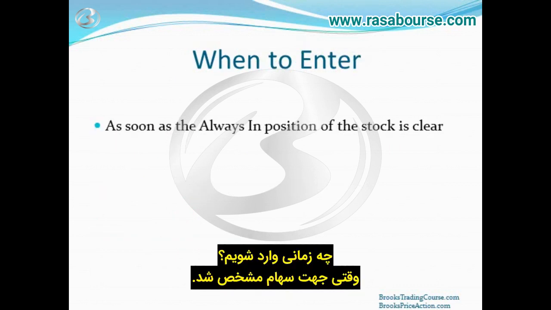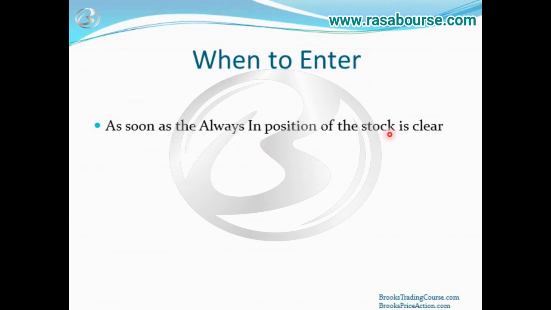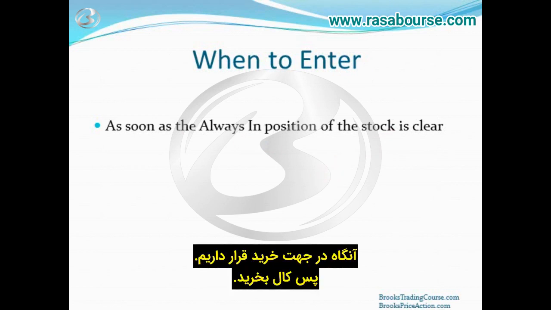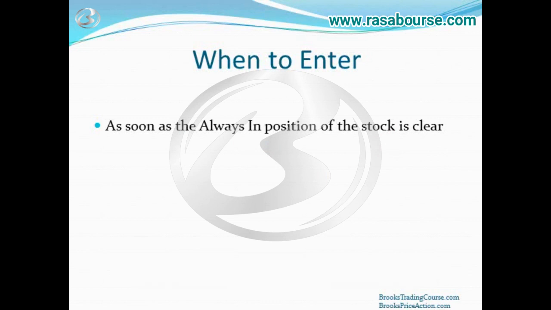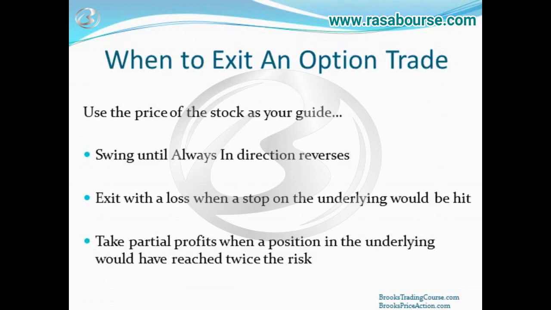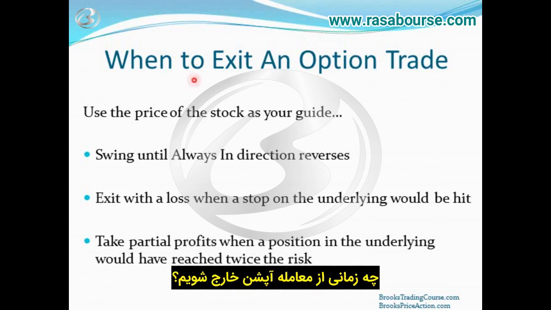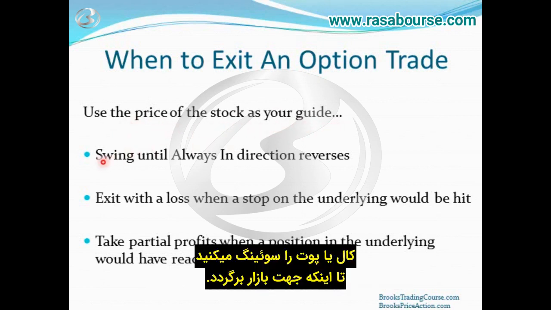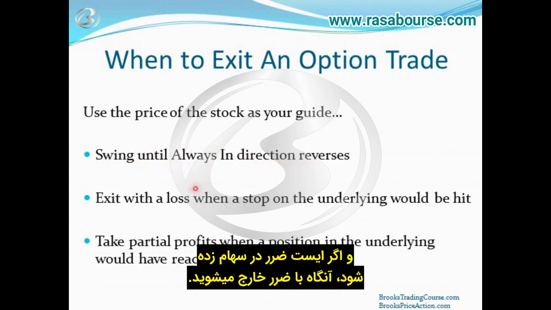When do you enter? As soon as the always-in position of the stock is clear, right? If it's clearly going up, it's always in long, buy a call. If it's clearly always in short, if it's clearly falling, buy a put. When do you exit your option? When you use the price of the stock and the chart of your stock as your guide. You swing your call or your put until the always-in direction reverses, and you exit with a loss when a stop on the underlying would be hit.